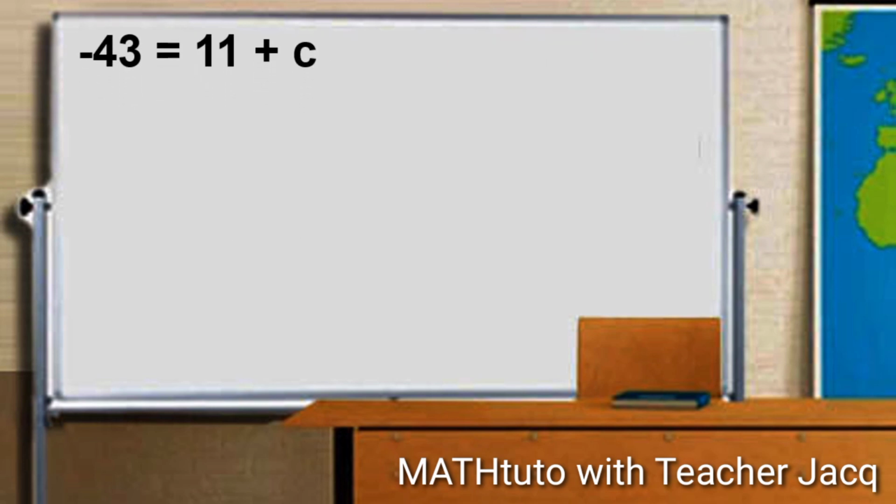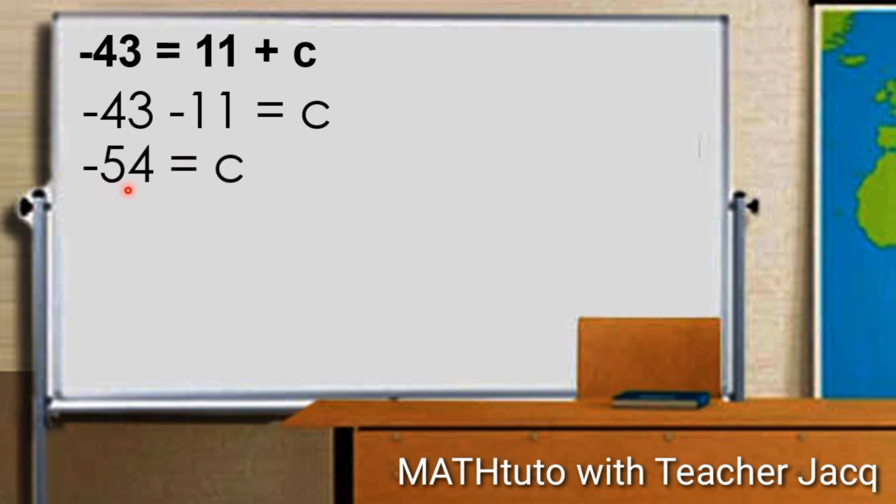Let's have our next example. We have negative 43 equals 11 plus c. So, yung gagawin natin para maiwan yung ating variable na c, i-move natin si 11 dito sa left side. Of course, magpapalit tayo ng sign. So, meron ngayon tayong negative 43 minus 11 equals c. So, negative 43 minus 11 is negative 54 equals c.